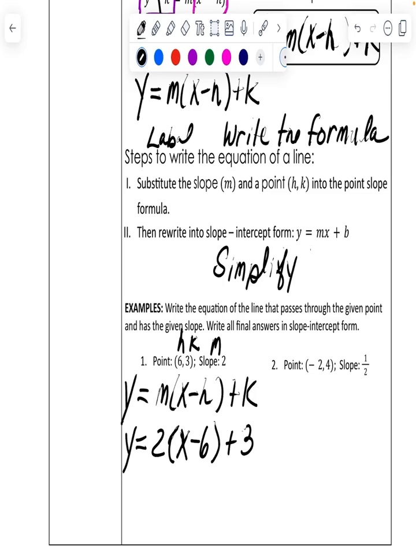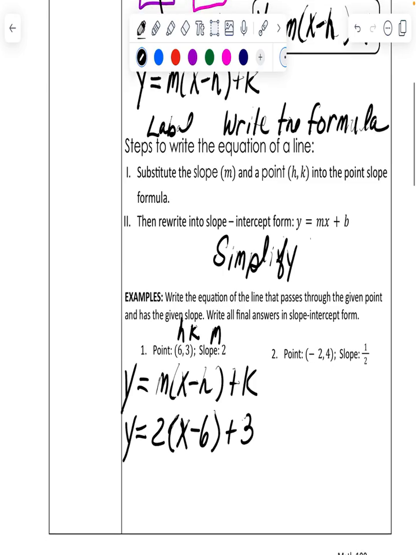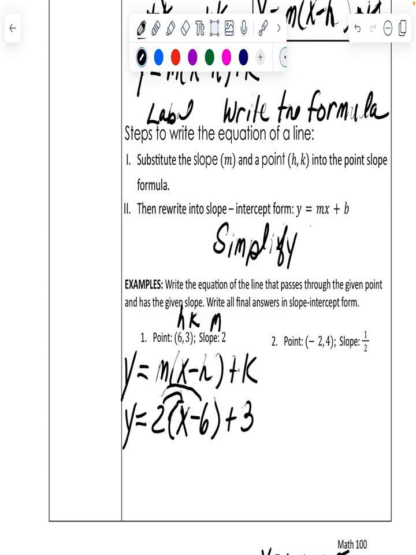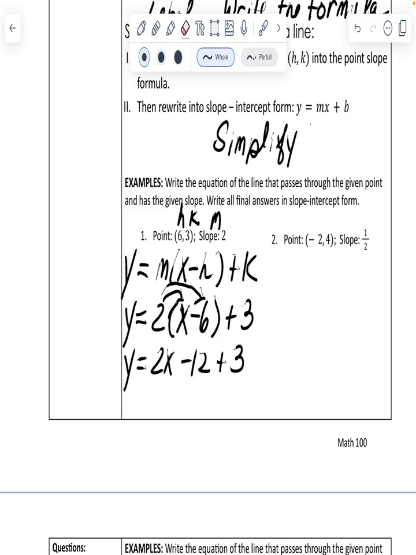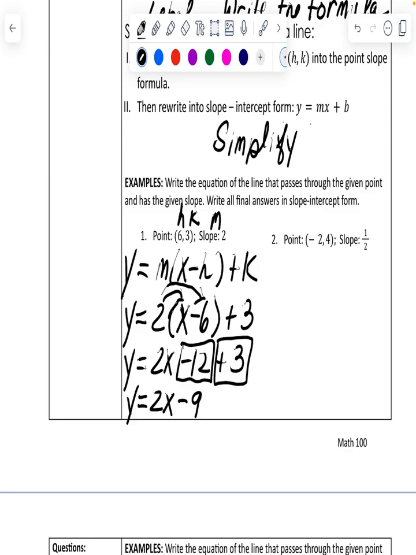So what are we going to do? Now we're going to simplify. So we have parentheses. We're going to do distributive property. We're going to multiply here and here. So y equals 2x minus 12 plus 3. All right, so now we're going to combine our like terms. Sound familiar? The circles, distributive, first circle. Combine like terms, second circle. If I was teaching this, I'd be pointing to my circles on the wall. Y equals 2x minus 9. Now we have our slope-intercept form.